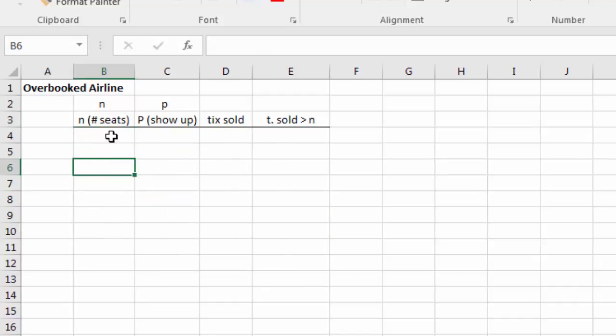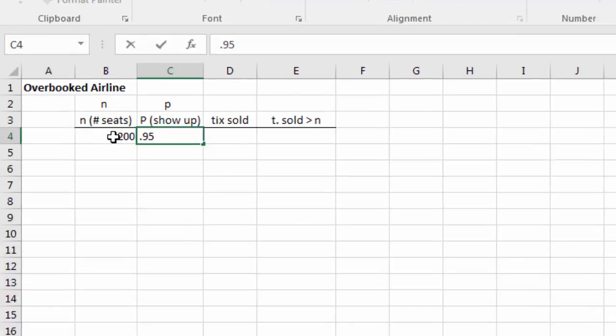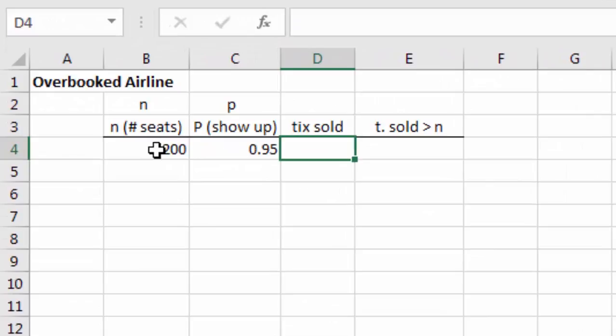Okay, so my number of seats available is always going to be 200. My probability of people showing up is always going to be 0.95. The number of tickets sold is a question. Now, where do we want to start that? Well, if we start at 200 and every person individually has a 95% chance of showing up, we would never overbook. So that one's irrelevant. We would never aim to sell 200. It's always going to be something more than 200. So I'm actually going to start at 201.